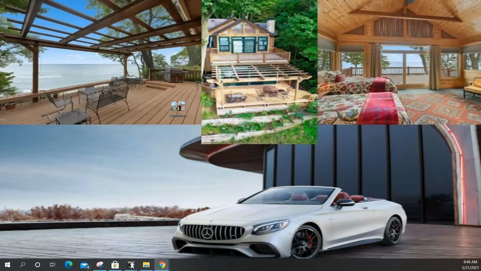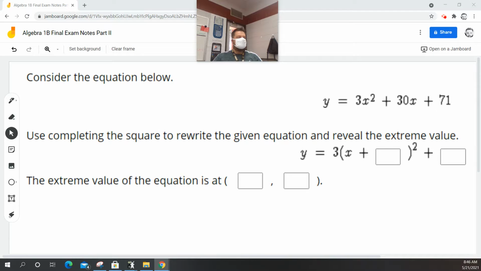Okay, so for this problem, oh, we lost her. Okay, here we are. Sorry, I lost my screen for a second.